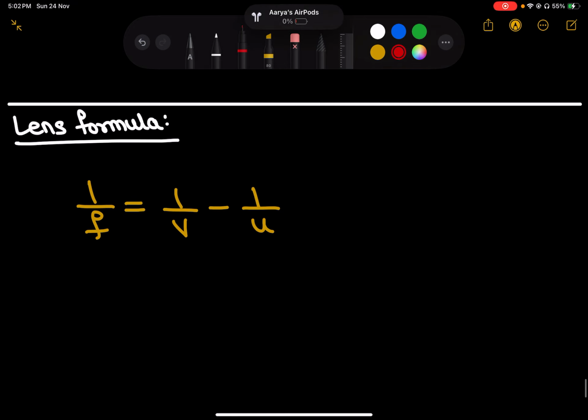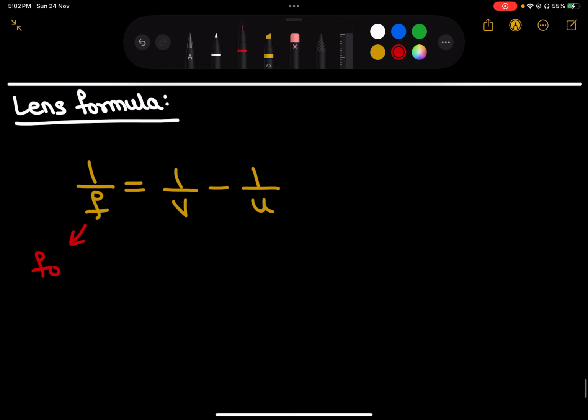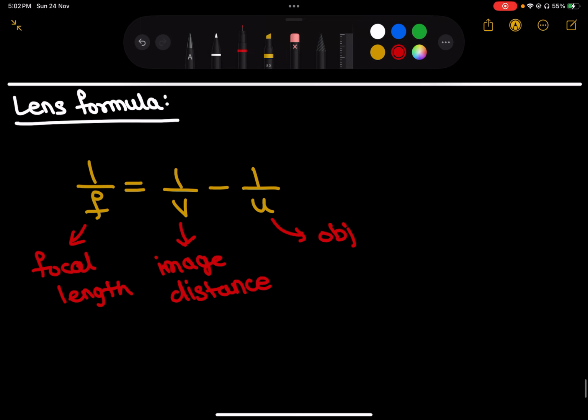Here f is the focal length along with its sign. v is the image distance. u is the object distance. Again, the derivation for this is not in your 10th standard. It may be in your 11th, 12th standards. So this is the lens formula. This lens formula is general and it is valid and applicable in all situations for any spherical lens, but it is sign sensitive.